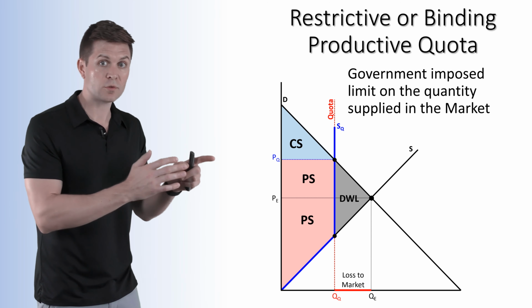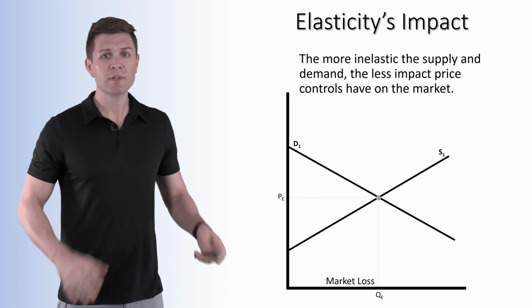Now before we're done, I want to talk a little bit about how elasticity impacts the market. Inelastic markets have less deadweight loss than elastic markets, all right? The more responsive people are to prices, the more deadweight loss there's going to be in a given market. So let's take a look at some examples.